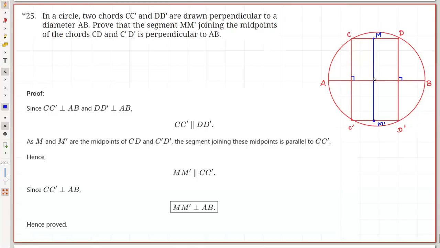So now this is perpendicular to AB, MM dash is perpendicular to AB. This is 90 degrees, and as they are parallel, we can say this is also 90 degrees. So hence proved, MM dash is perpendicular to AB. We got the proof.